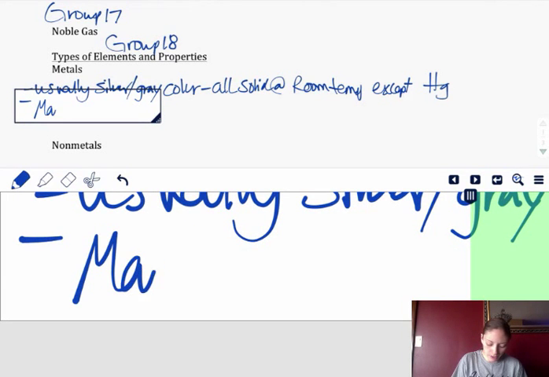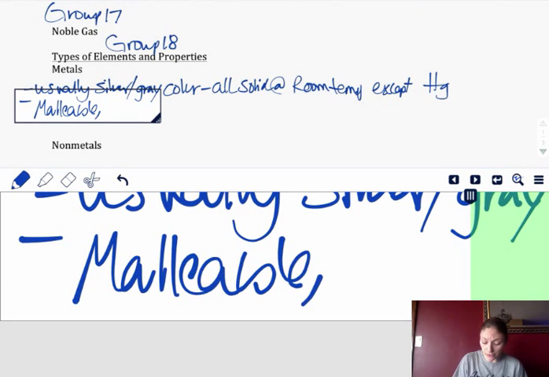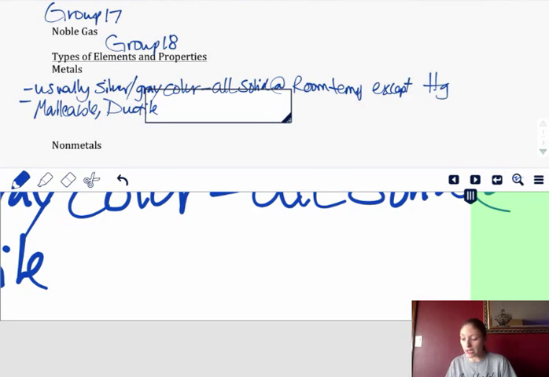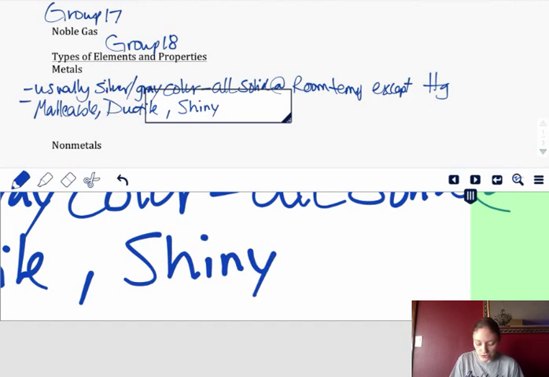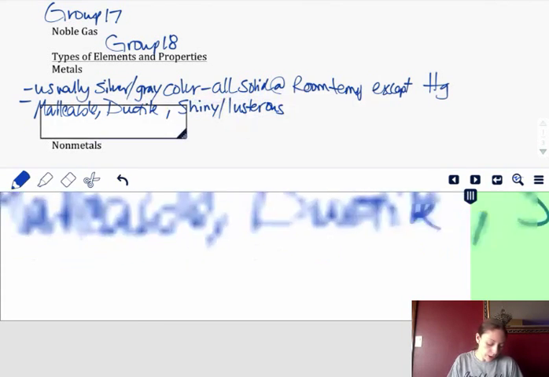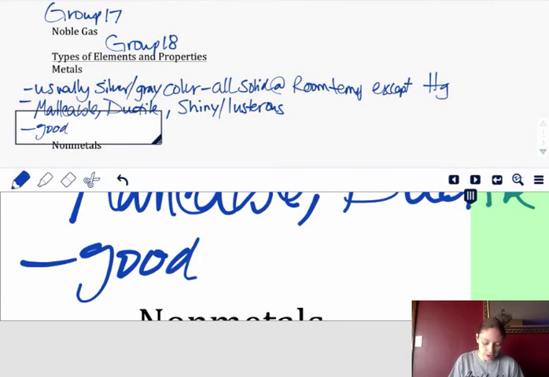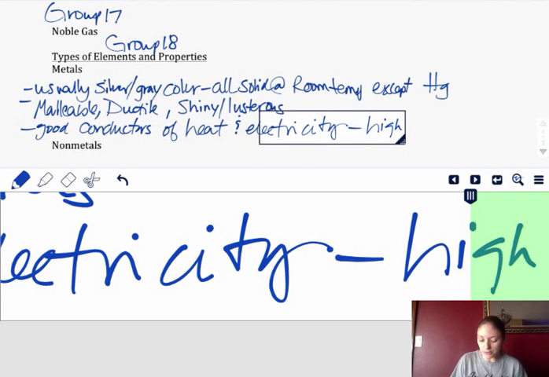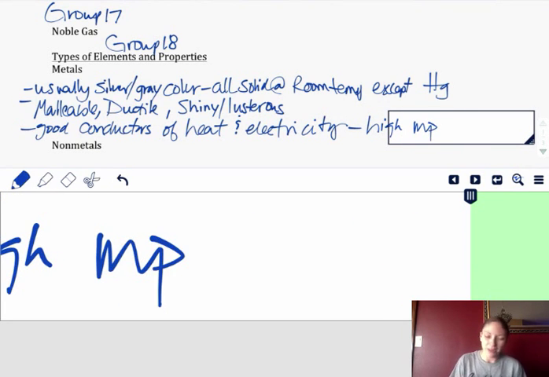They are very malleable, which again, remember from the beginning of the year, means that you can hammer it into a sheet. They're also very ductile, which means that it can be drawn into a wire. Think of copper wiring. They are very shiny, or what we call lustrous, or have a high luster. They are also very good conductors of heat and electricity, and they tend to have high melting points. When you try to melt a metal, it takes a good amount of heat.